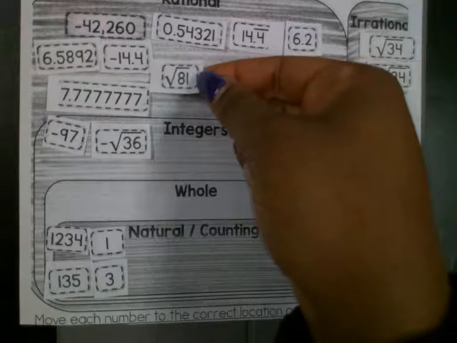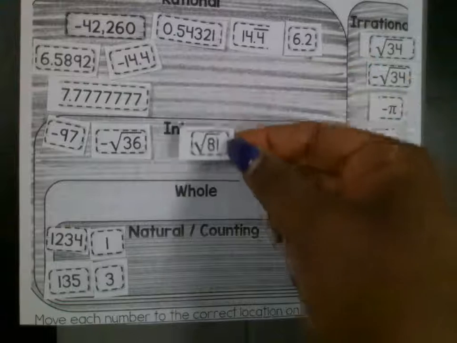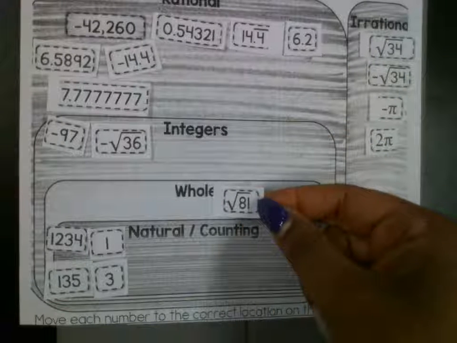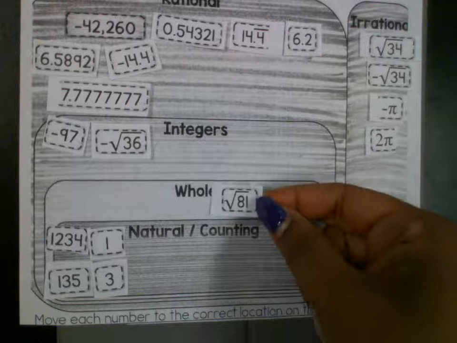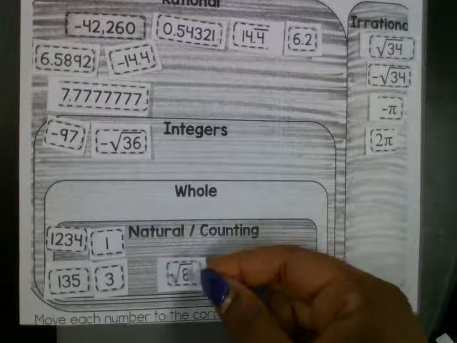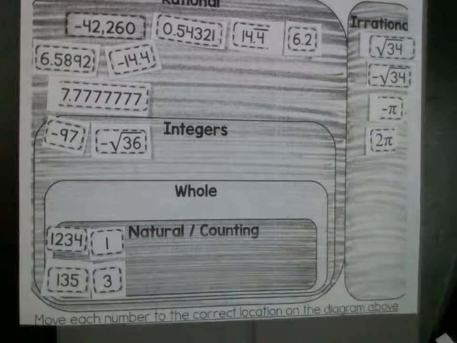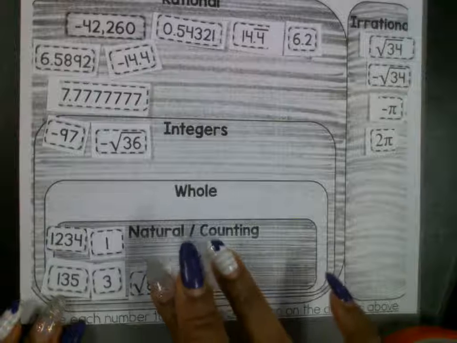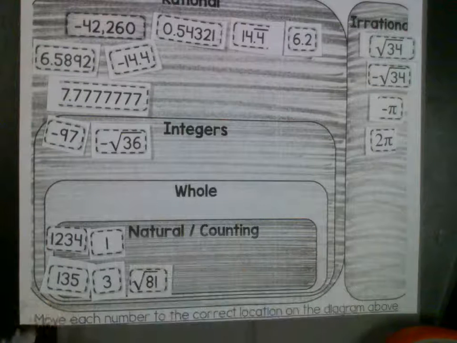So is the square root of 81, which is 9, an integer? Yes, it is. Is it a whole number? Yes, the answer is a whole number. Is it a natural number? Yes. Let me cut this down a little bit so it'll fit. The answer is 9, which is also a natural number.